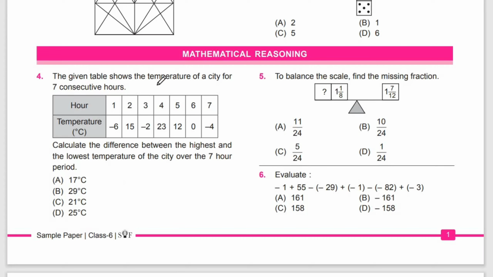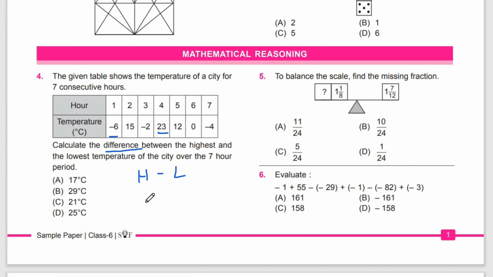The given table shows the temperature of a city over 7 consecutive hours. So 7 hours of temperature is given. The question is, calculate the difference between the highest and the lowest temperature of the city over the 7-hour period. We have to see which is the highest and which is the lowest temperature. So as you could see here, the highest is 23 and the lowest is -6. Right? So we have to find the difference, the highest minus the lowest.